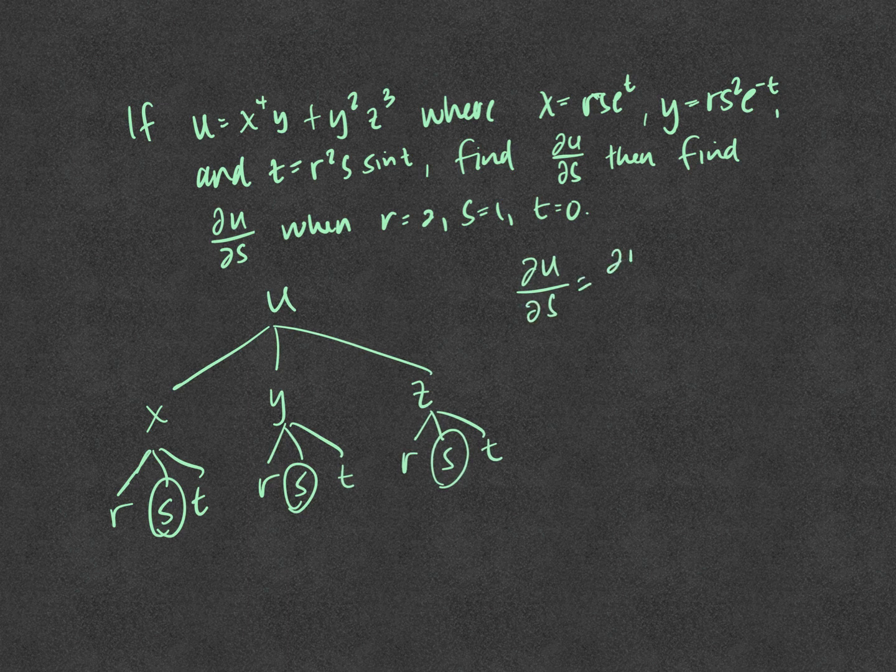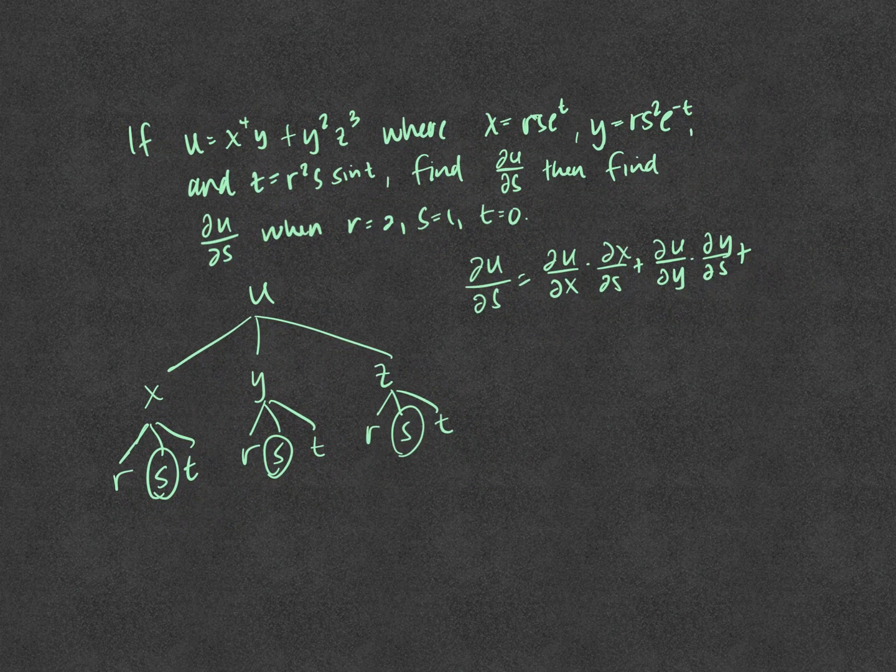So we're going to say the partial of u with respect to s is equal to the partial of u with respect to x times the partial of x with respect to s, plus the partial of u with respect to y times the partial of y with respect to s, plus the partial of u with respect to z times the partial of z with respect to s. So we don't have to find all three of the partial derivatives. We just have to find the one with respect to s.